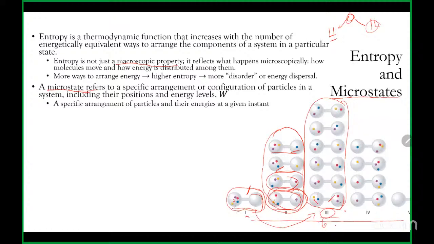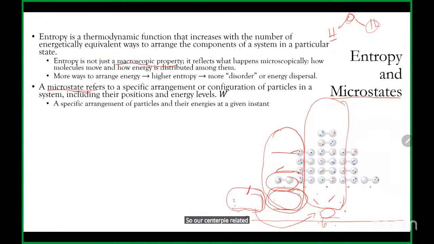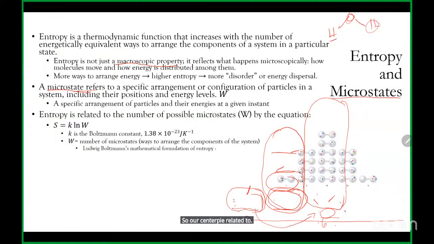So how is entropy related to the concept of the microstate? The microstate is given the symbol W. According to Boltzmann, the entropy is equal to k natural logarithm of W. S is entropy, k is a constant.